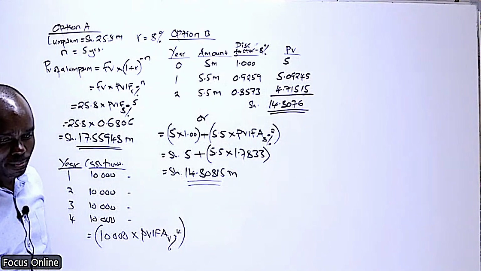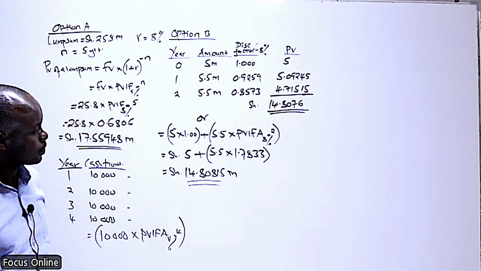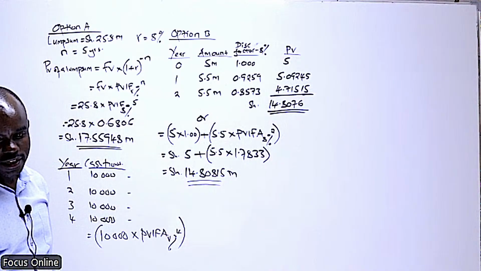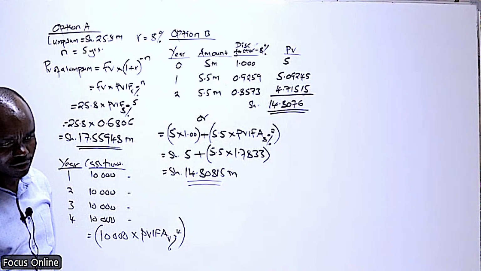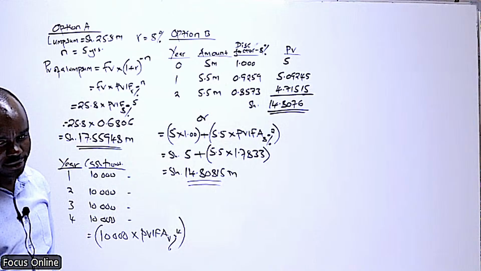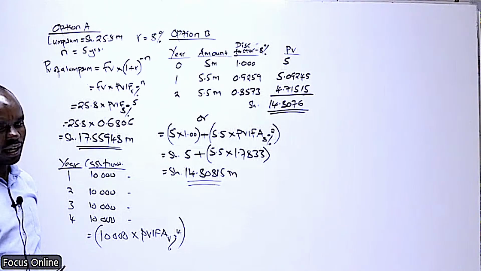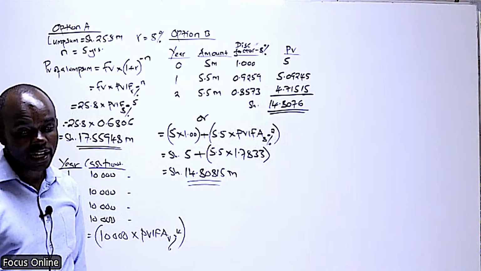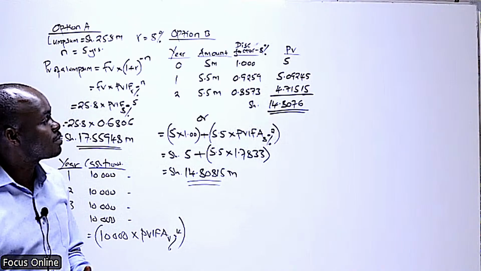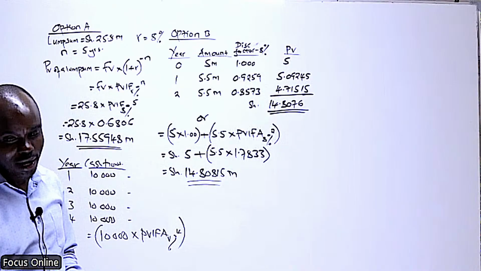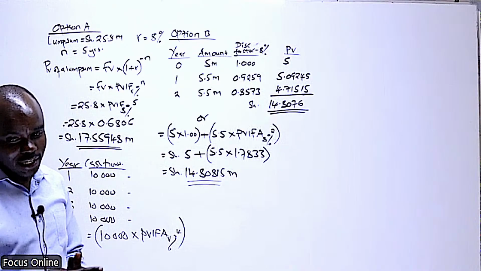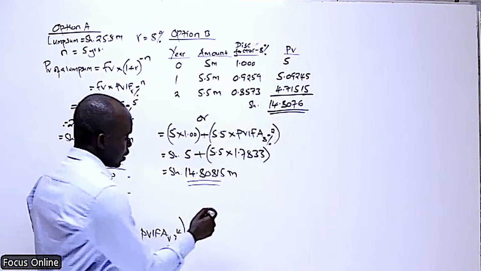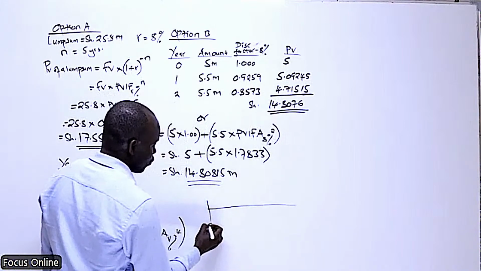Is that clear? So annuity starts at year 0. Alan, what are you saying? Alan, annuity starts at year 0, and ends when? But we are told the amount is being paid at the end of year 1. Yeah, Alan, I'm saying it's being paid at the end of year 1.